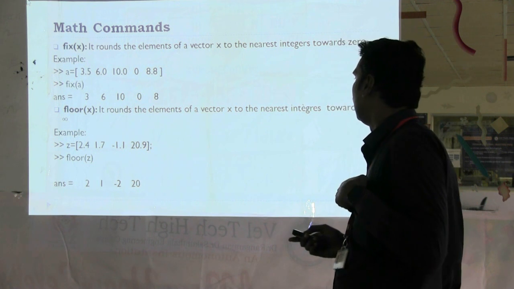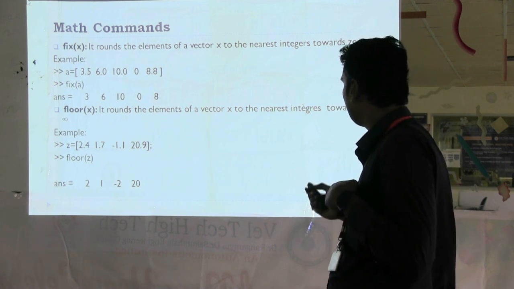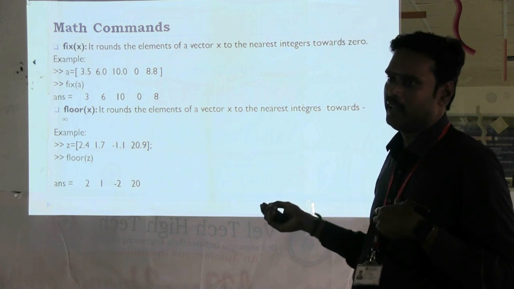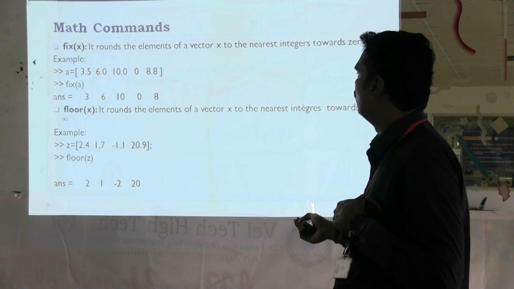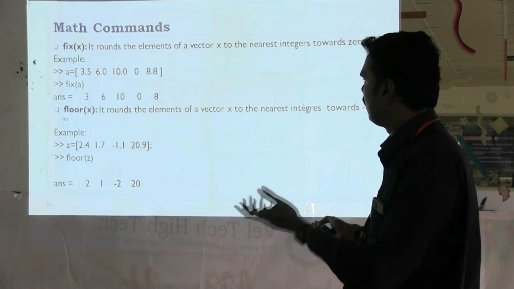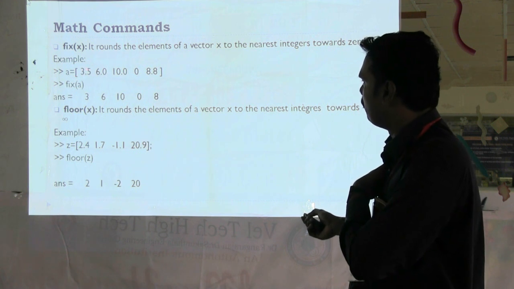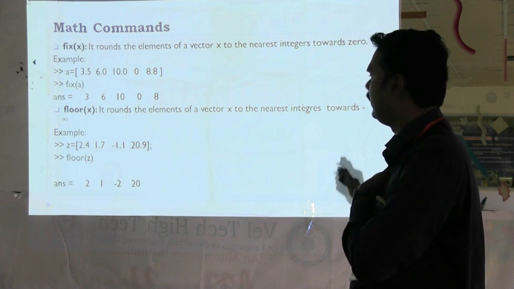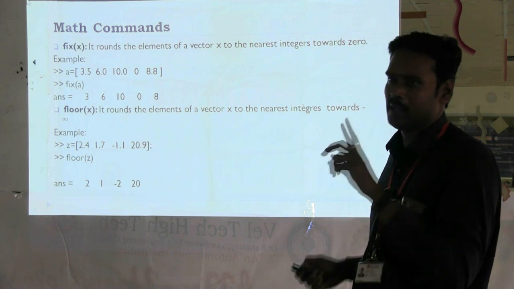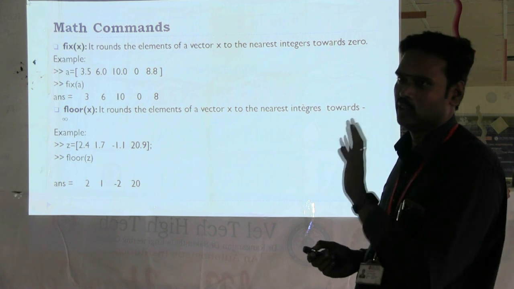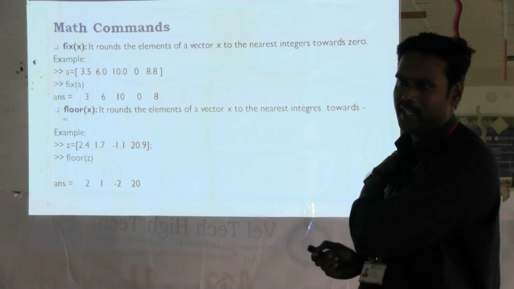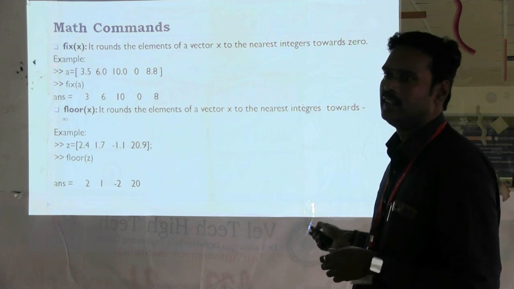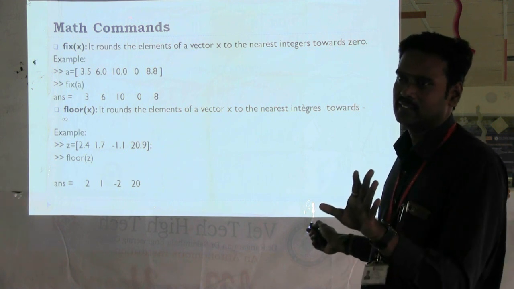FIX. What is the meaning of fix? If you have a decimal value, it gives the fixed value. Fixed value means for 3 point whatever, only what is before the decimal will come. So 3, 6, 10, 0, 8. 8.8 does not go to 9; that is a different code, I will show you. Whatever is after the decimal, only the value before it is taken. We are not rounding here.